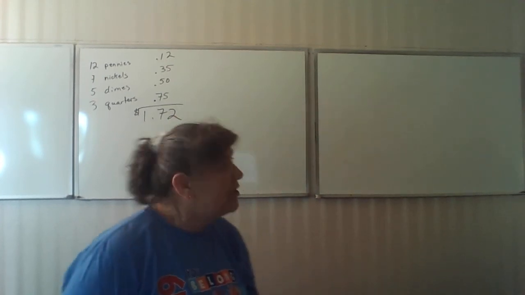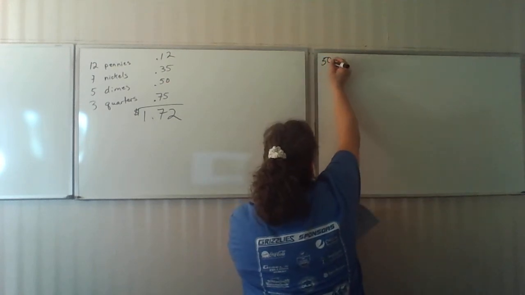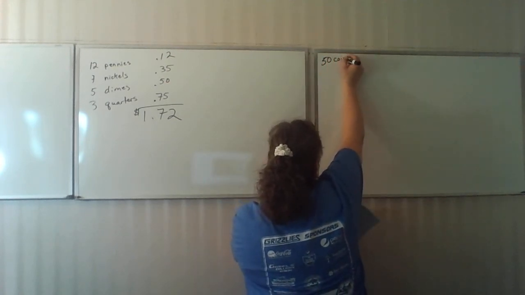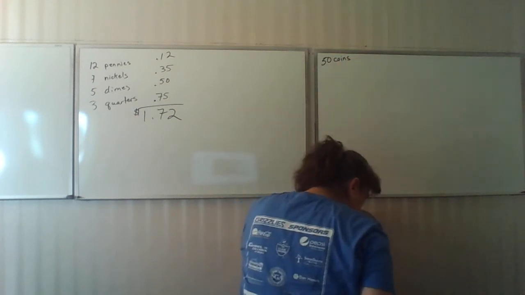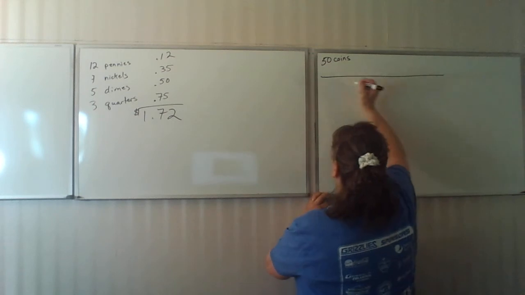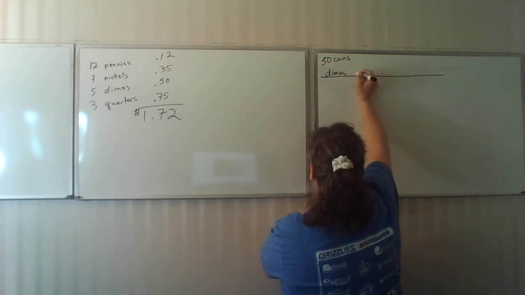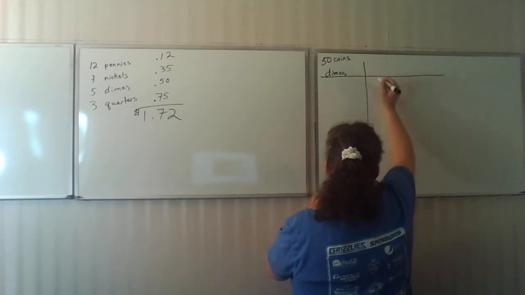So my information says I have 50 coins. Part of those coins are dimes, part of those coins are quarters. So what we're going to do is we're going to build a chart. We're going to look at first dimes, and we're going to have quarters.